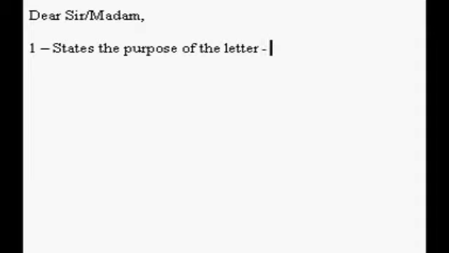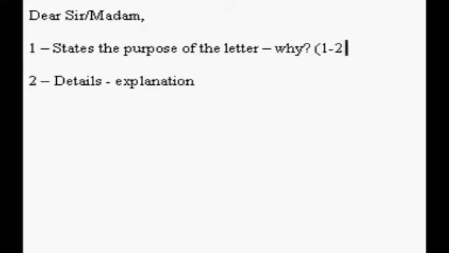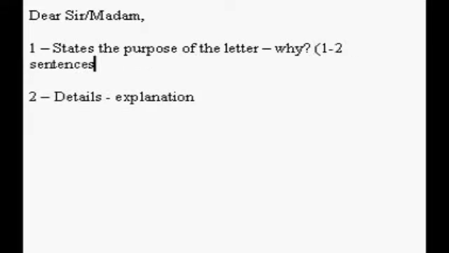So basically this tells the person reading it why we are writing. Why are we writing to this person? The second section gives the details of the letter. So we're writing this because this is what's happened, and we want to explain our situation. So this is basically an explanation. I should also point out that this first section, we want this to be roughly 1 to 2 sentences.